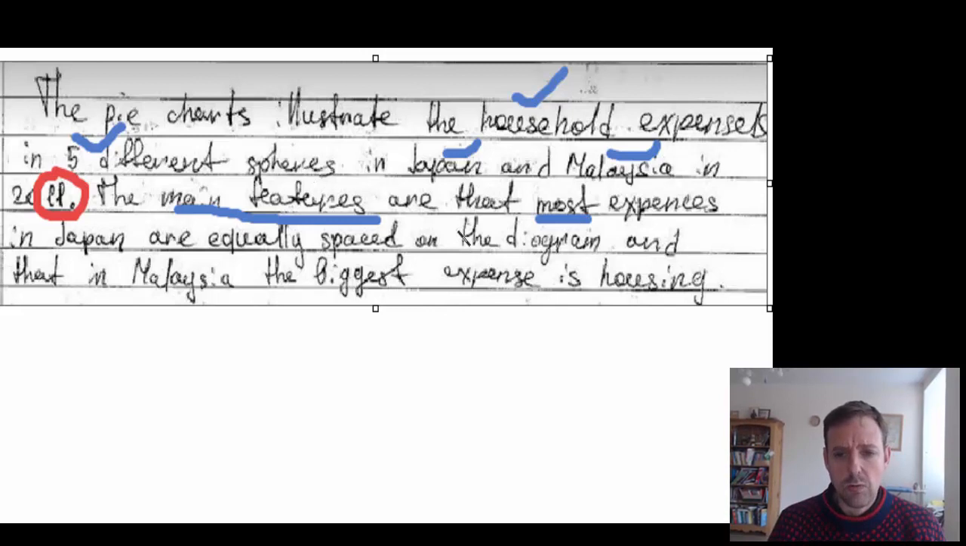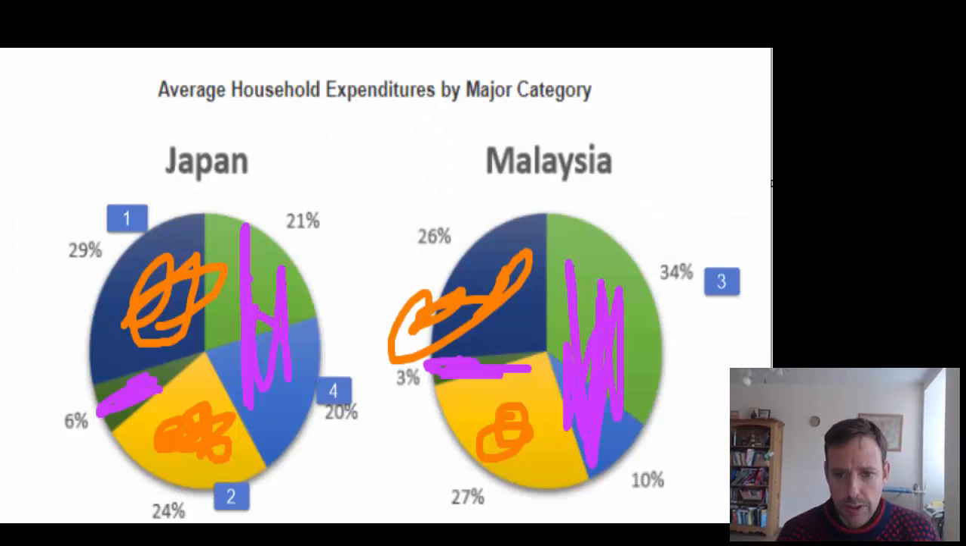Well, that's not wrong. First of all, it should be in the diagram. You don't need to say in the diagram. It can't be anywhere else. So I'll just get rid of that. And in Malaysia, the biggest expense is housing. Okay, so let's have a look at that. The biggest expense is housing, and it is the biggest. It does stand out. So that's okay.